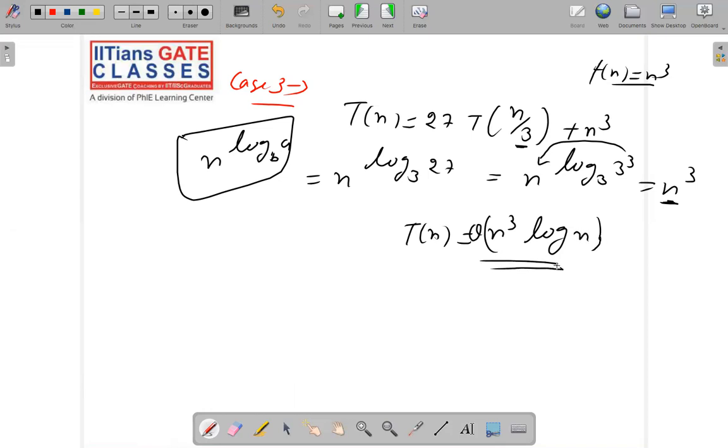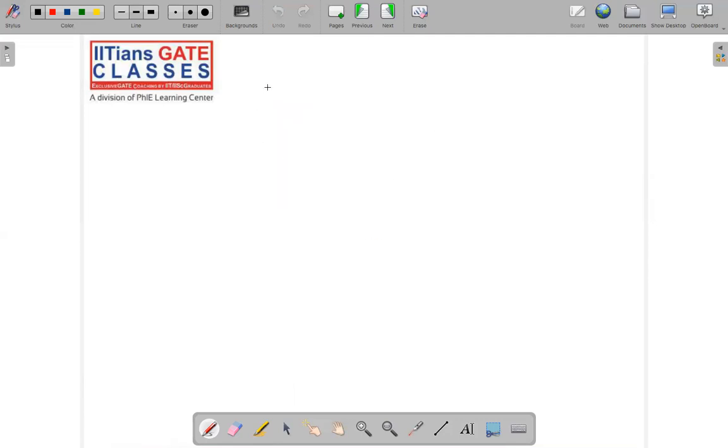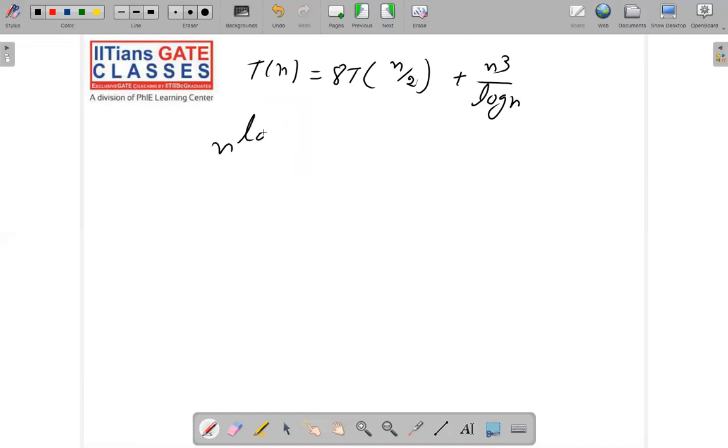This is the most important case. Now let's see one more example where we will see that this master theorem is not applicable to all the terms, and we will see the reason also. For example, if you want to solve T(n) equals 8 T(n/2) plus n cube divided by log n, now if you calculate n to the power log base 2 of 8, that will be equal to n cube, right?